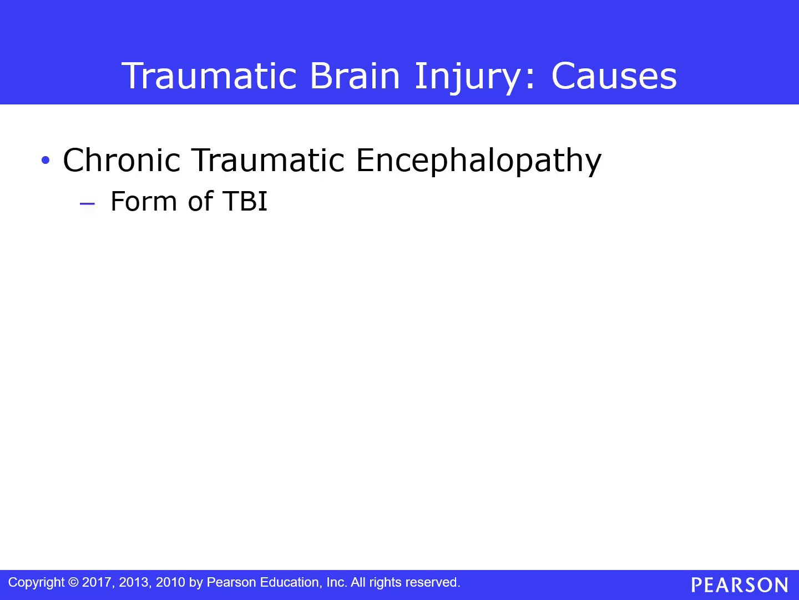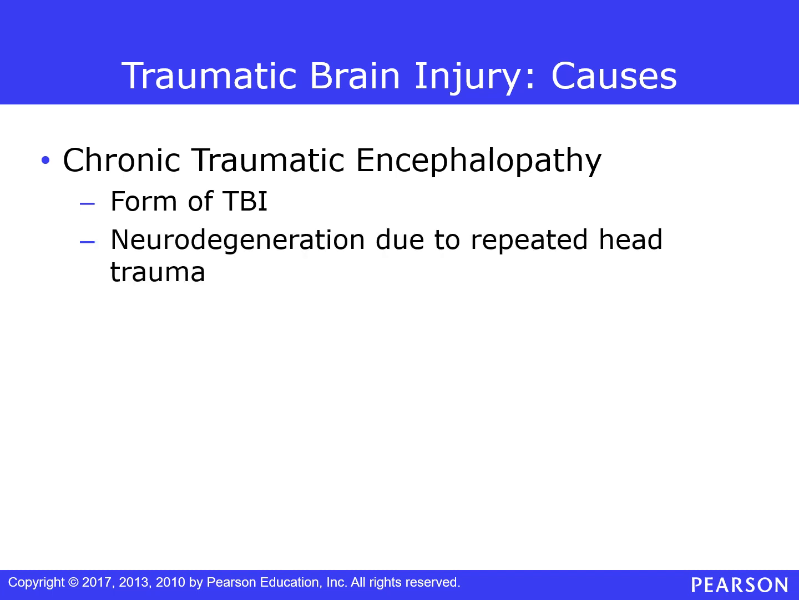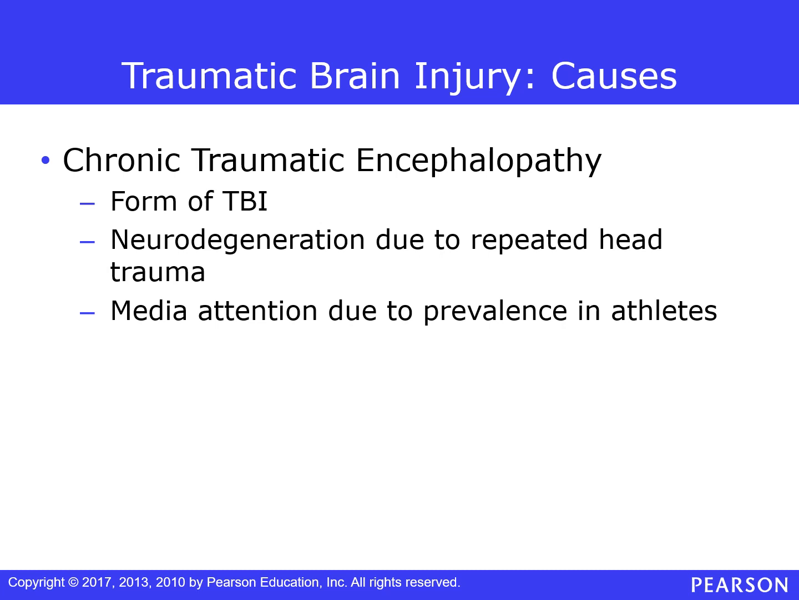One form of TBI is chronic traumatic encephalopathy. So this is going to be where we see a lot of head injuries occurring over and over. We see this a lot in athletes. Again, this is going to lead to neurodegeneration over time. And again, this is a result of repeated head injuries. Think about football players especially.